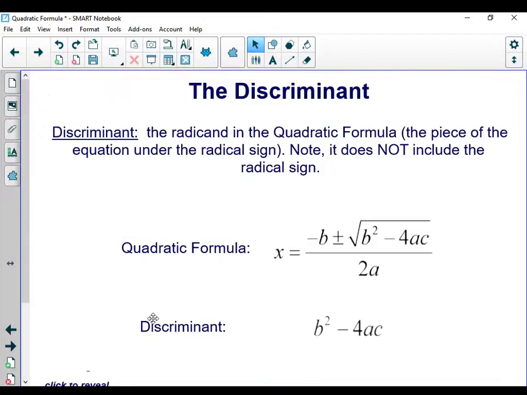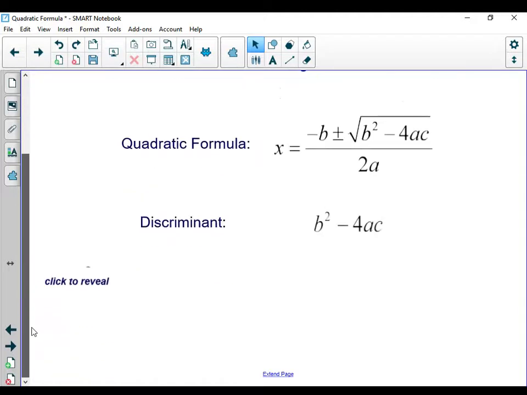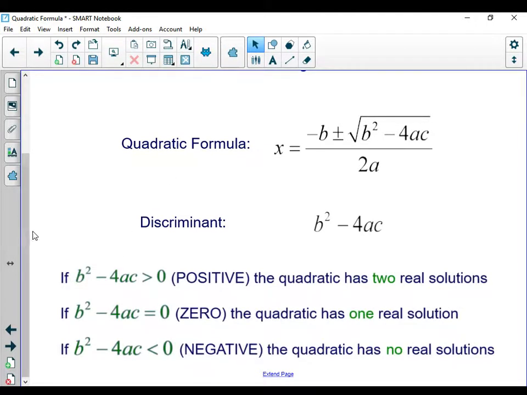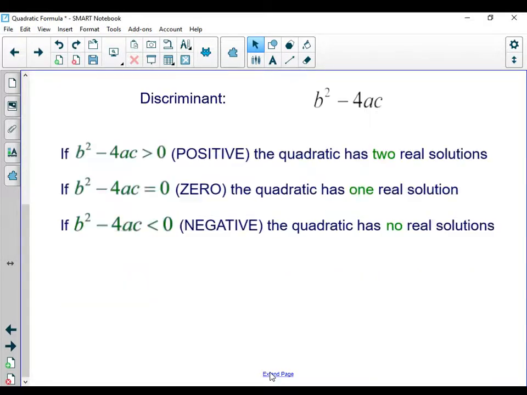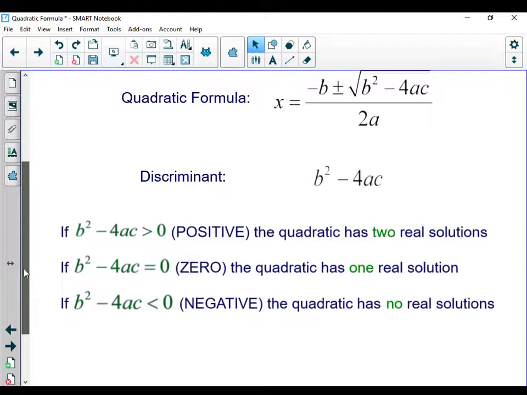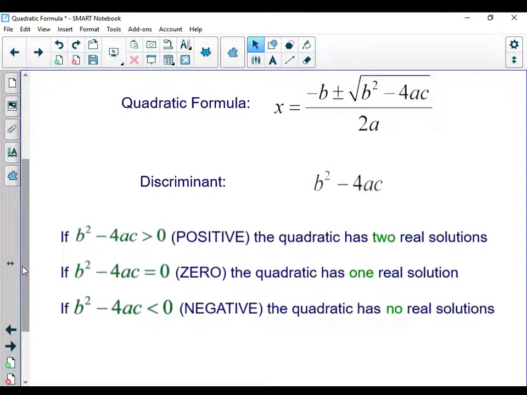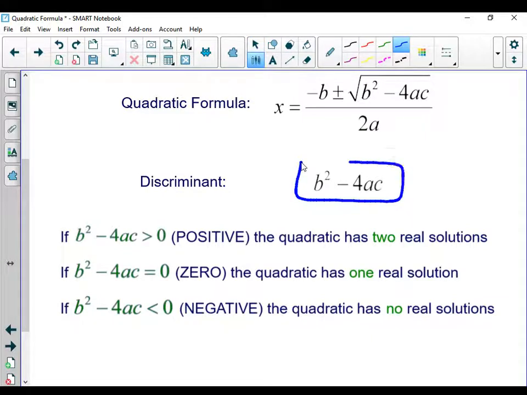So the discriminant. This is not a shortcut to what we've been doing. This is not another method of solving for zeros. This is strictly if they're asking you, tell me what type and how many solutions you're going to have. All right, so the discriminant is just your b squared minus 4ac.